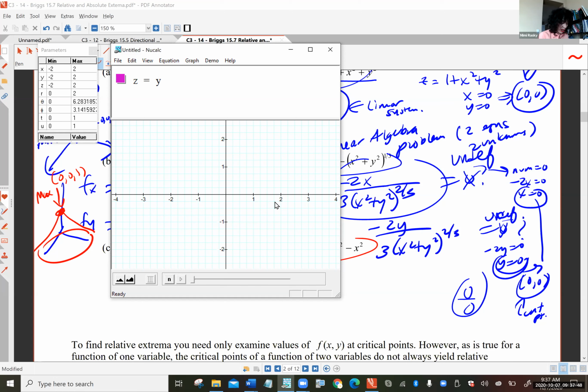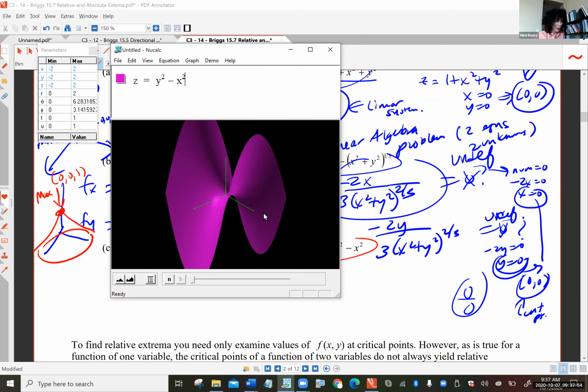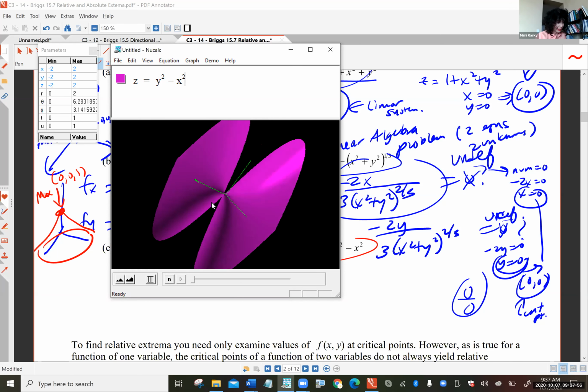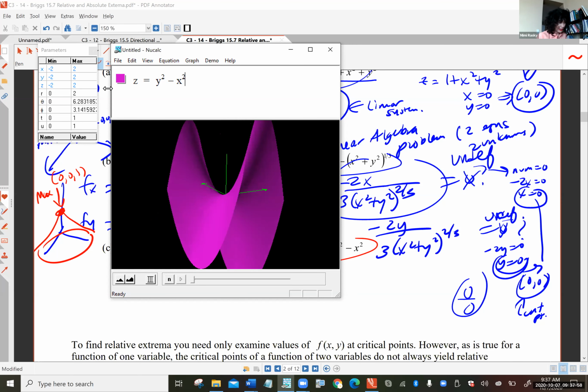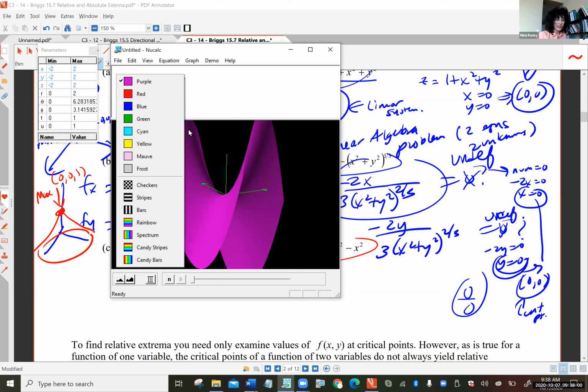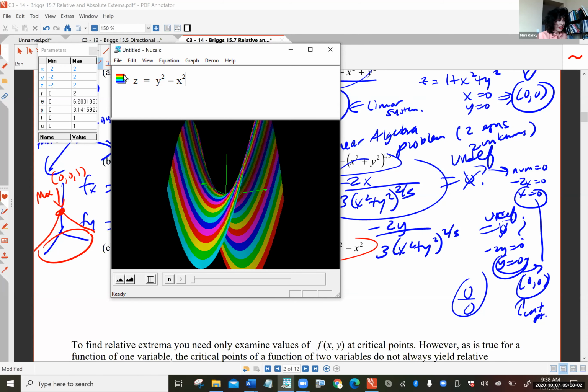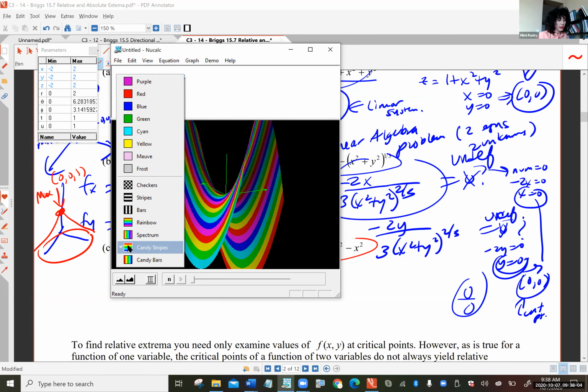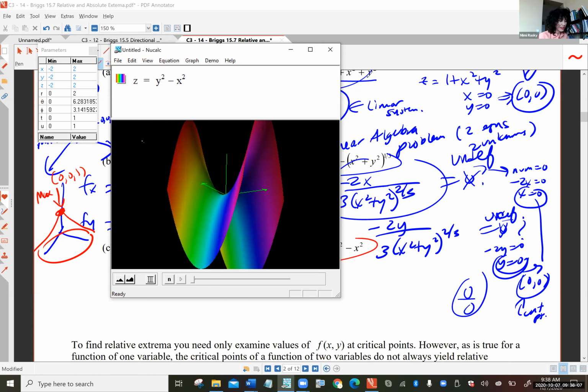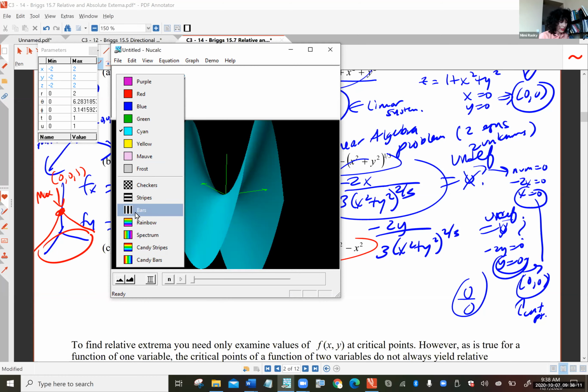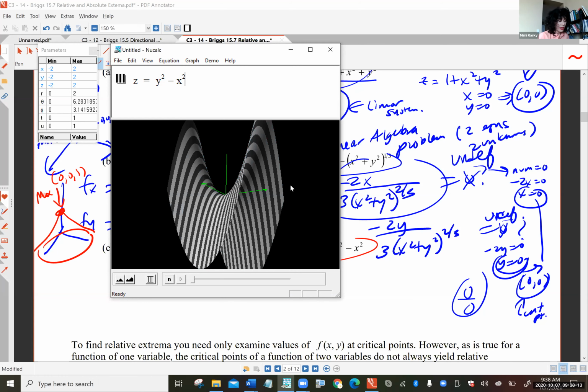So I'm going to go y squared minus x squared. Let's just take a look at the surface. I mean, how bad could it be, right? Woo! Hey, check that out. Ooh, that's kind of lovely. Since this is an explicit function, my software lets me have access to more colors than implicit, which is kind of nice. And I can still go solids. But I kind of like all these. Wow, that looks really cool. Okay, so there's a surface.